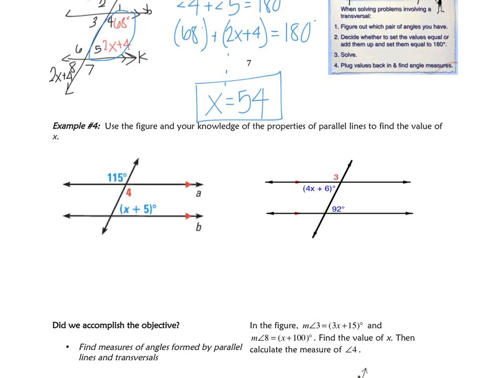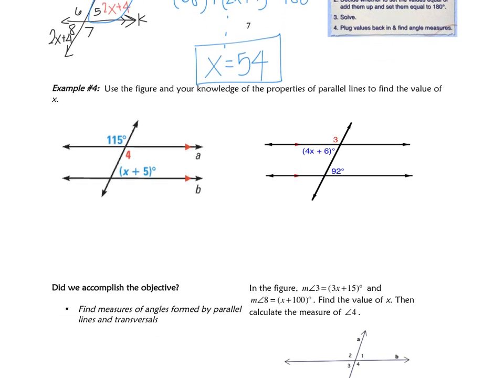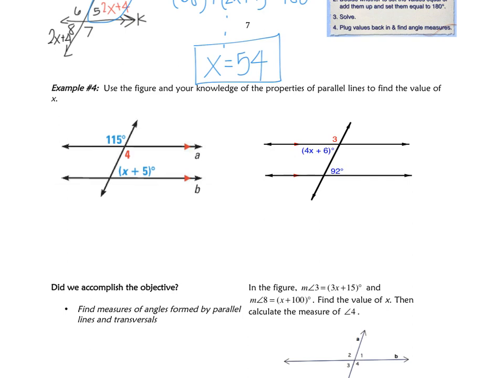Okay, a couple more. For example 4, I'm going to do this one, and then you can do the second one. Use the figure and your knowledge of properties of parallel lines to find the value of x. Thinking back to those tips and tricks that we wrote on the other side, I need to see how these two angles relate. So how does 115 relate to x plus 5? Well, they're not related at all. So I'm going to use vertical angles. That angle 4 is now 115 because vertically it is 115 as well.